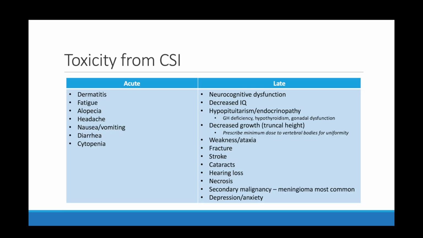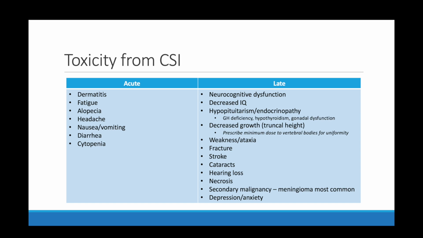The last few thoughts that I'll leave you with are the toxicity from CSI and how we counsel patients on what to expect. So there are acute and late toxicities from radiation. In the short-term period, it's typically what you would expect: dermatitis, fatigue, hair loss, headache, nausea, vomiting. Patients may have diarrhea, and they may also have cytopenias from CSI. It's a pretty toxic treatment.